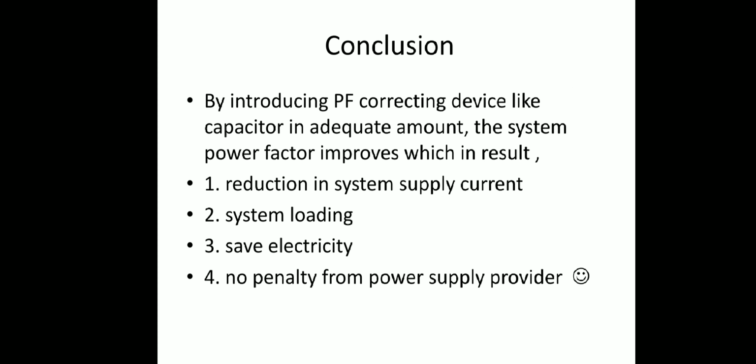From the above discussion, we can conclude that by introducing a power factor correcting device like a capacitor in adequate amount, the system power factor improves, which results in, number one, reduction in system supply current. Second, system loading. Third, saving electricity. And fourth, no penalty from the power supply provider.